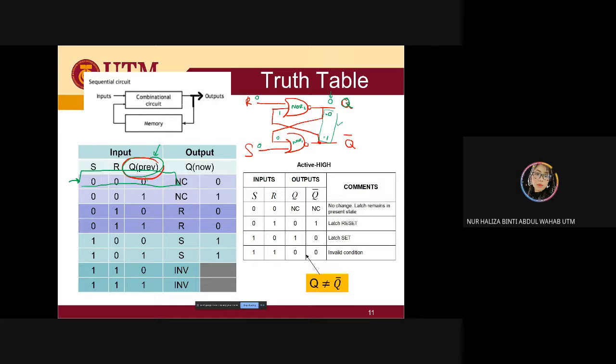It's correct. Now I have 0, 0. Previous output is 0. My output now is 0. Correct, right? This is our Q. If you want to put Q bar, it's okay. You can put Q bar here, which is toggle.